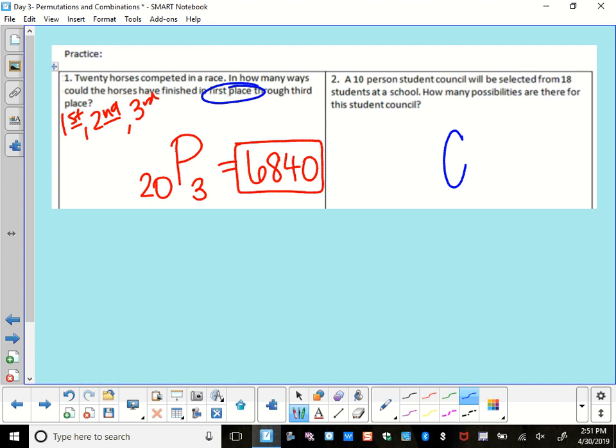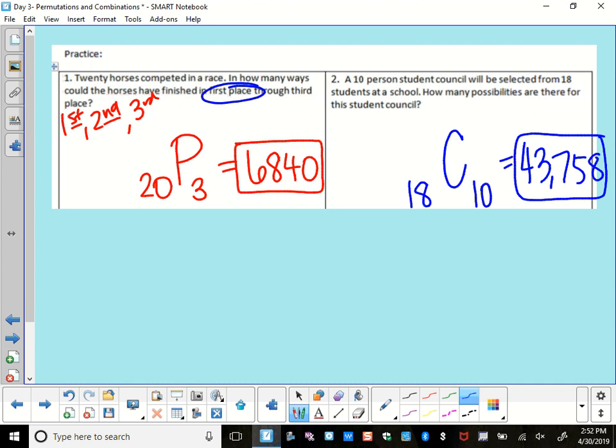I have how many possibilities? There's how many students? Nope. 18, and I'm choosing how many? 10. So how many people total could be on student council? 43,758. Does that make sense?